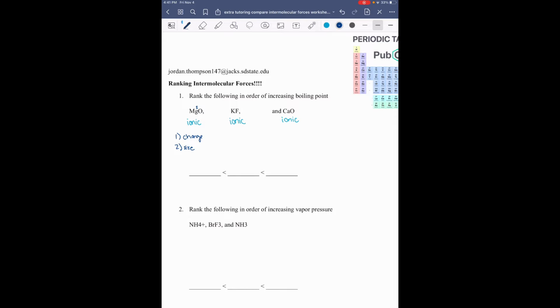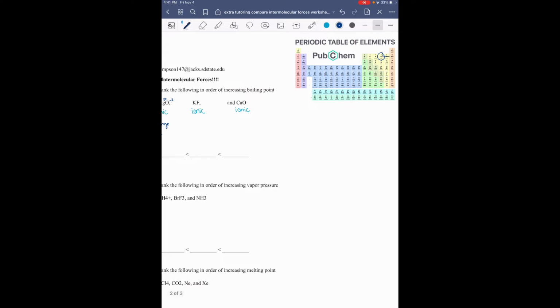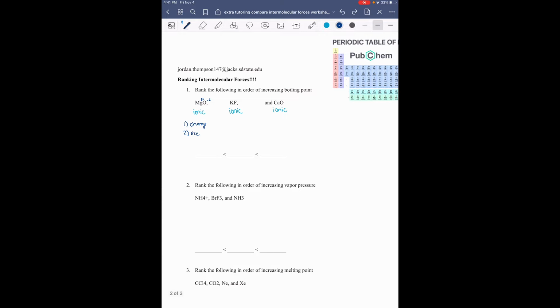Mg has a charge of 2+, because it's going to lose 2 electrons, because it's here. Then O is -2, because it's going to gain 2 electrons to get to noble gas configuration.